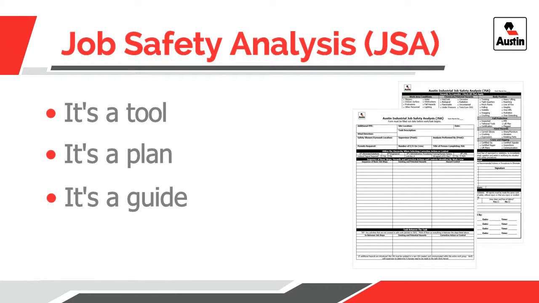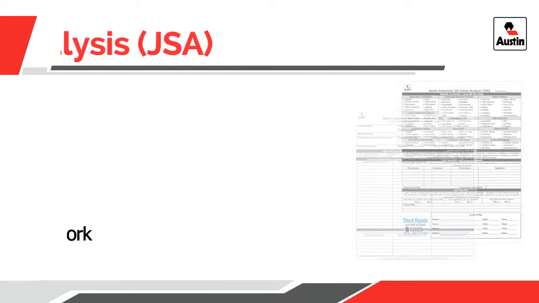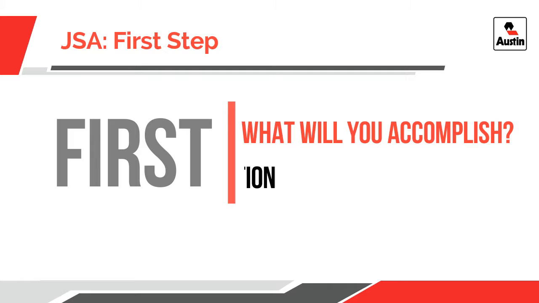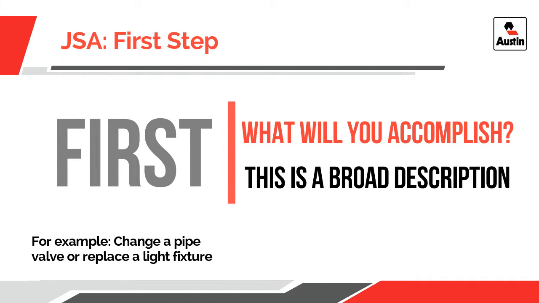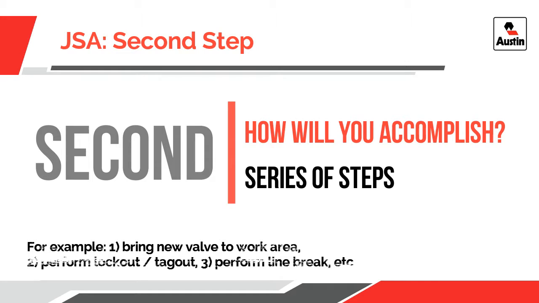What this form accomplishes is a written plan for executing the job safely and has essentially 4 basic steps to complete. First, you will want to determine what you're going to accomplish in your job. This is a broad description. Second, once you know what you want to accomplish, determine how you will perform this job. This is a series of steps to get from the starting point of the job to completing the job.